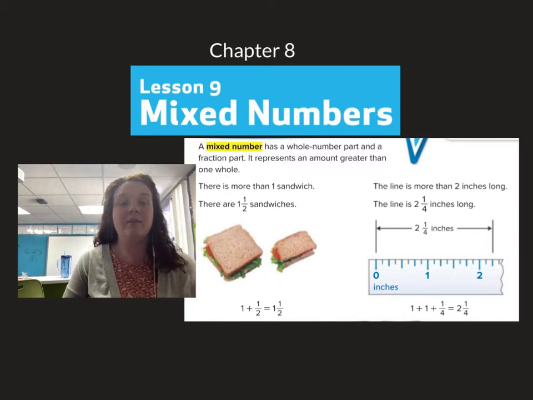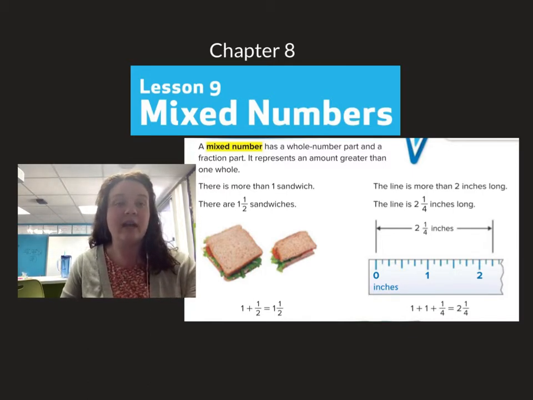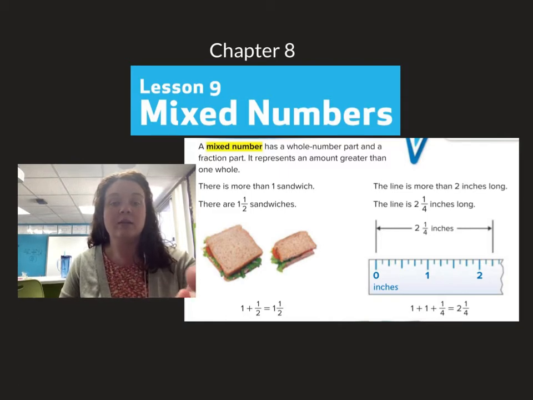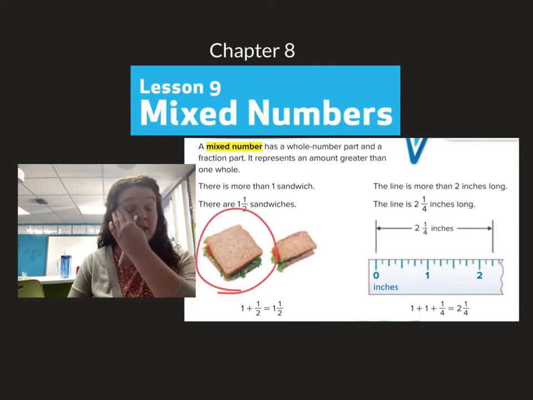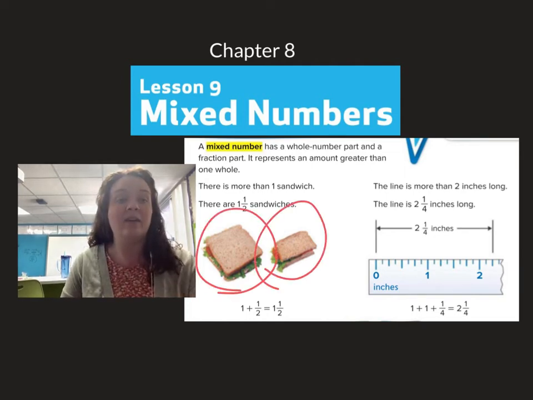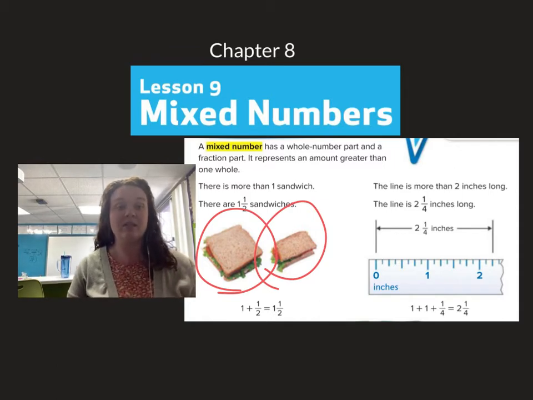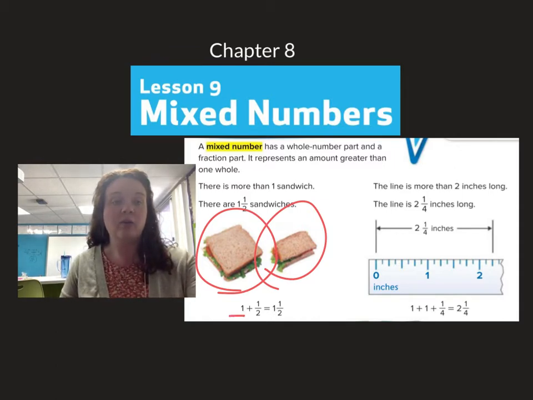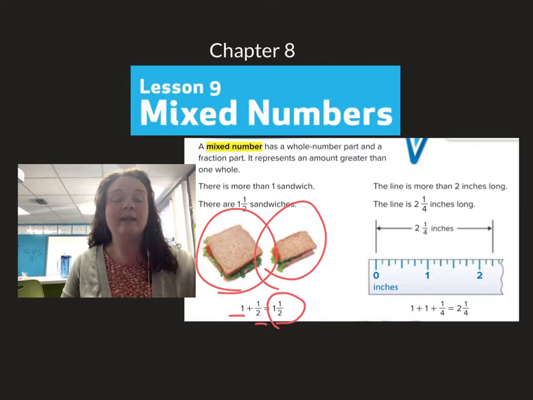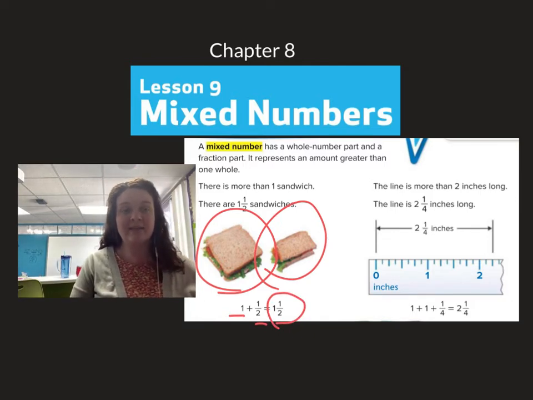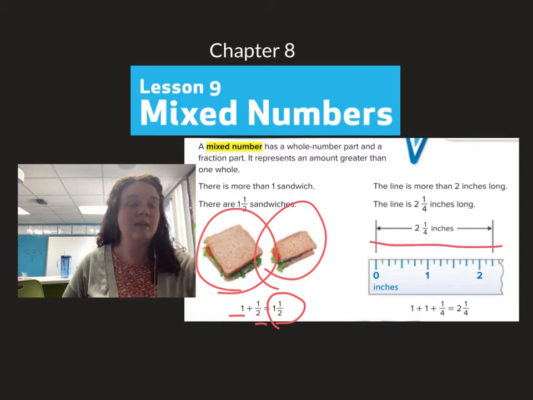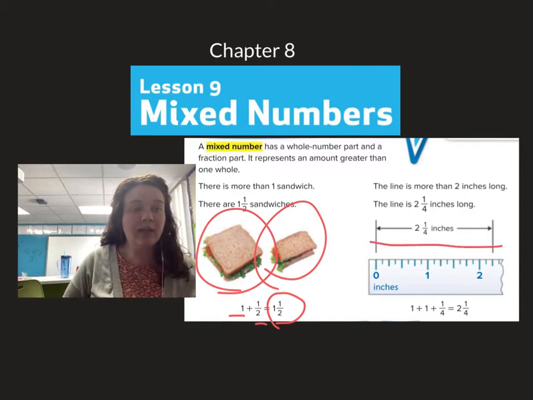So for example, if I'm looking at these sandwiches here, I have one whole sandwich. And then I have a half of a sandwich. So if I'm going to represent those sandwiches, I would have one whole plus a half, or 1.5 sandwiches.